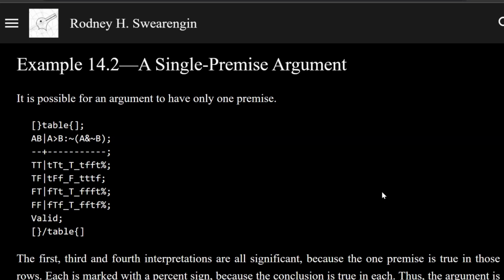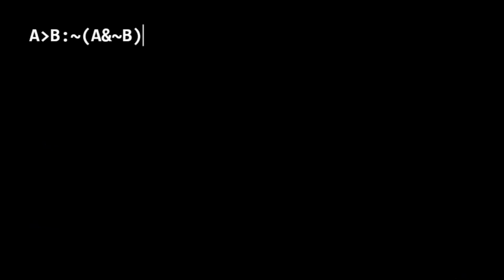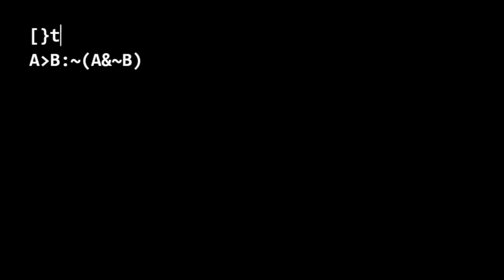Logic 0, example 14.2, a single premise argument. It is possible to have an argument where there's only one premise. And so we might have something like this. And we're going to do a truth table analysis to see if this argument is valid.